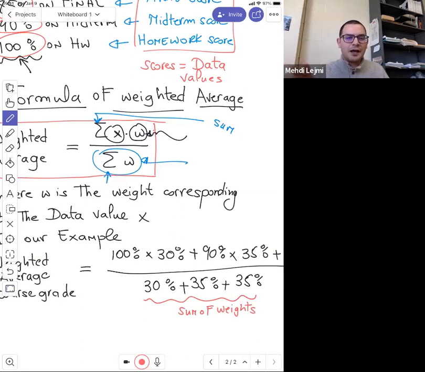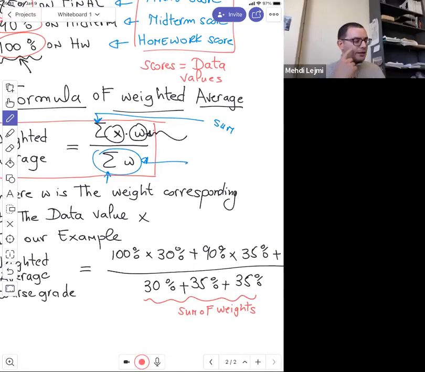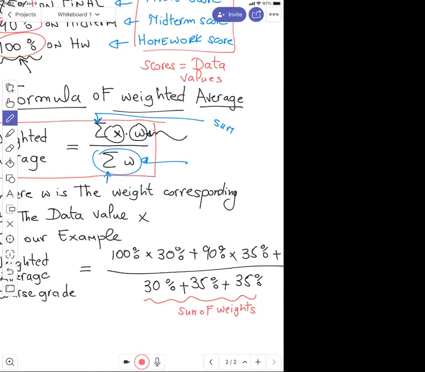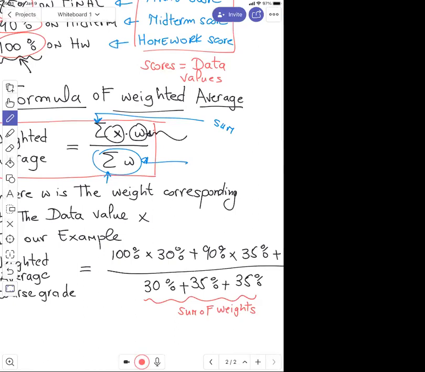Again, guys, the weight is just how much the homework or the midterm or whatever is worth. You compute the top, find the answer, and then divide the answer from the top by the computation you get on the bottom. You can do it separately if you want. You can compute the top, compute the bottom, and then divide. That's exactly what we are supposed to do.